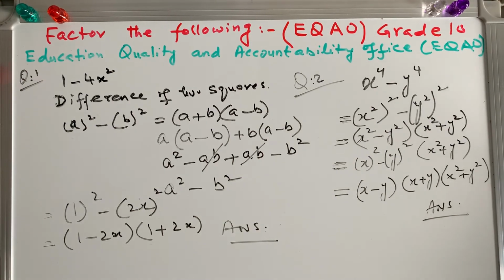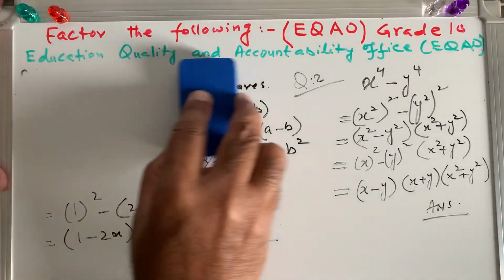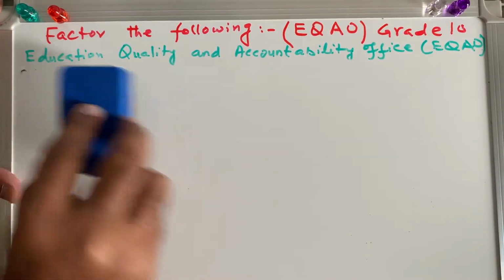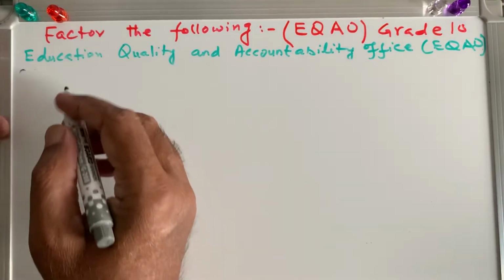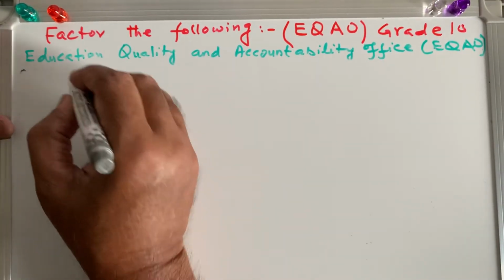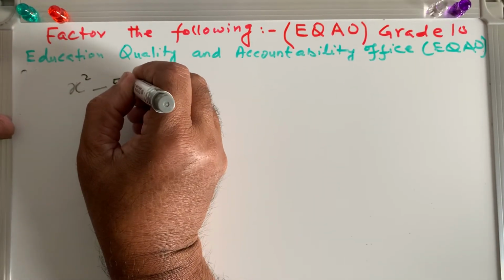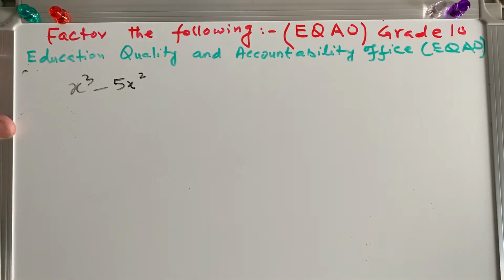Let's see another question, which is simpler than this one. Let's see what it says. It says x cube minus 5x square, right?